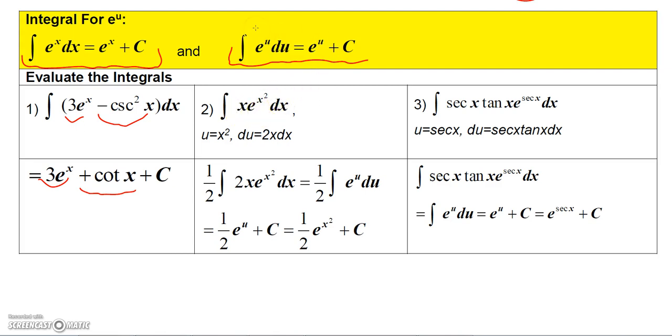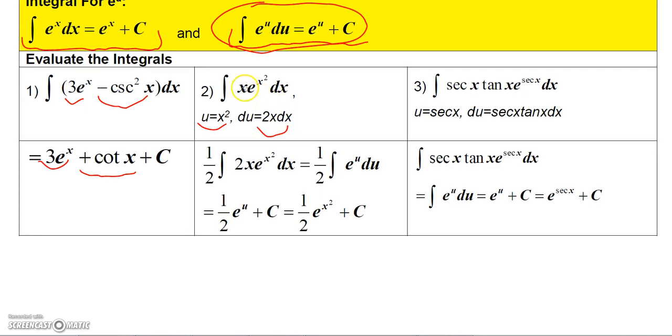So to use this formula that I have up here, I first have to make sure that I've got the du. If I'm going to treat the e to the x squared as e to the u, then I've got to make sure I have du. So if e to the x squared is e to the u, then that means that x squared must be u. So u would have to be x squared, and then du would be 2x dx. Okay, so I don't have the 2, but I have the x dx here.